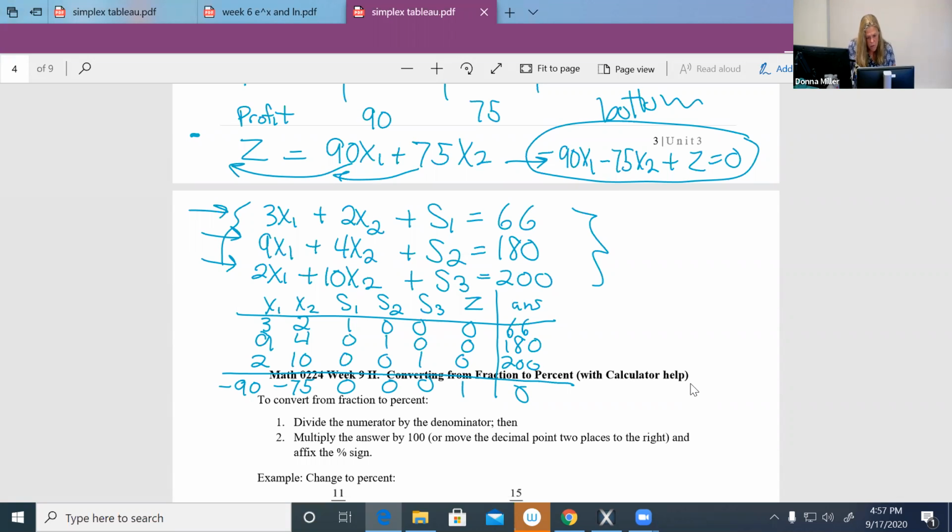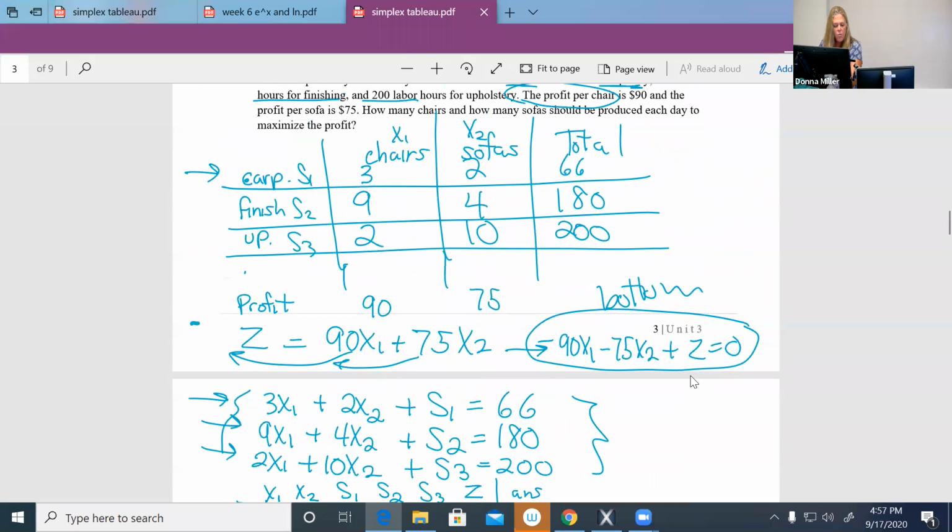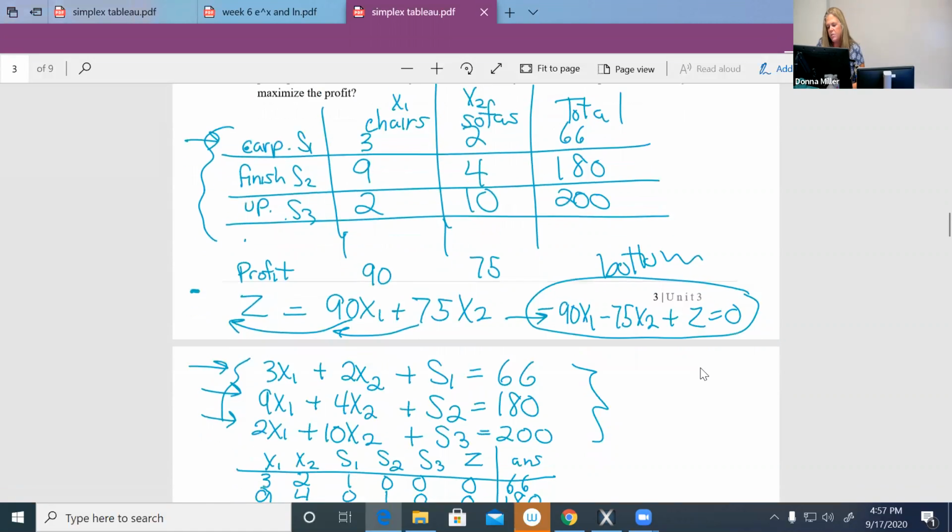How do you know when to use the slack variable? You use one slack variable for every inequality that you have. You see that I had 1, 2, 3 rows in my table, so I'm going to have 3 slack variables. The first one is the leftover carpentry, the second one is the leftover finish, and the third one is the leftover upholstery. So you have 1 slack variable for every equation. It's the leftover resources. So the objective doesn't get a slack variable.